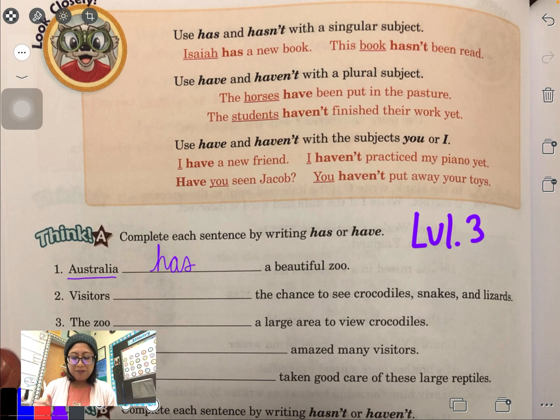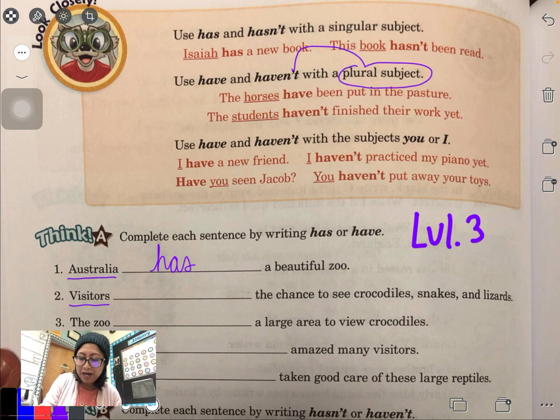Number 2, visitors blank the chance to see crocodiles, snakes, and lizards. So it's visitors has a chance to see the crocodiles, or visitors have a chance to see the crocodiles. So take a look at what we're talking about. We're talking about the visitors. They're doing the action. How many visitors are there? Well, definitely more than one, especially since they say visitors with an S at the end. So it's plural. If the subject is plural, we use have or haven't, okay? So we'll say visitors have the chance to see crocodiles, snakes, and lizards. Okay, so we'll continue the rest at our Zoom meeting.